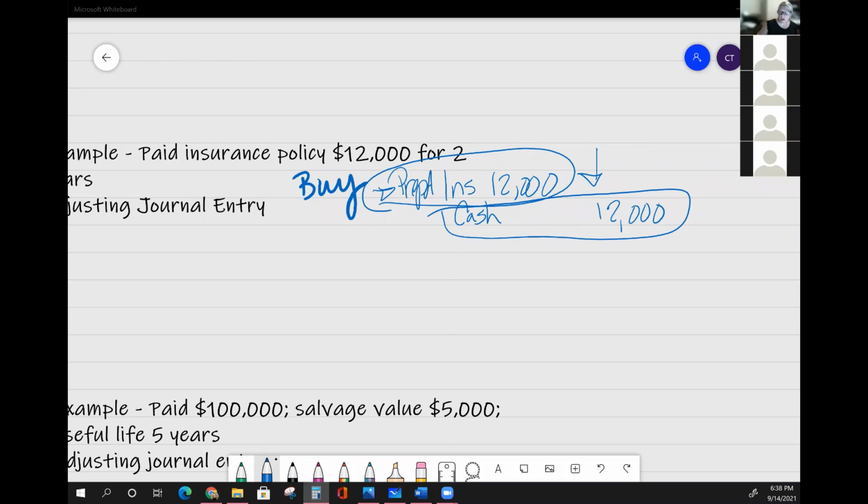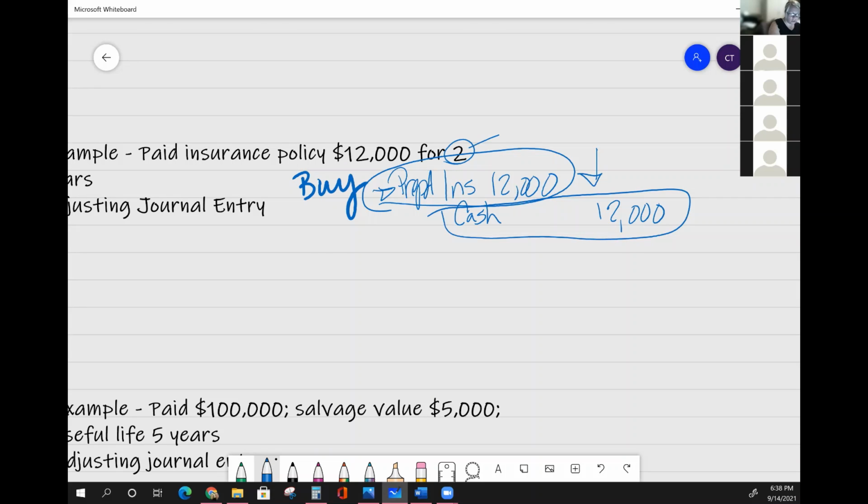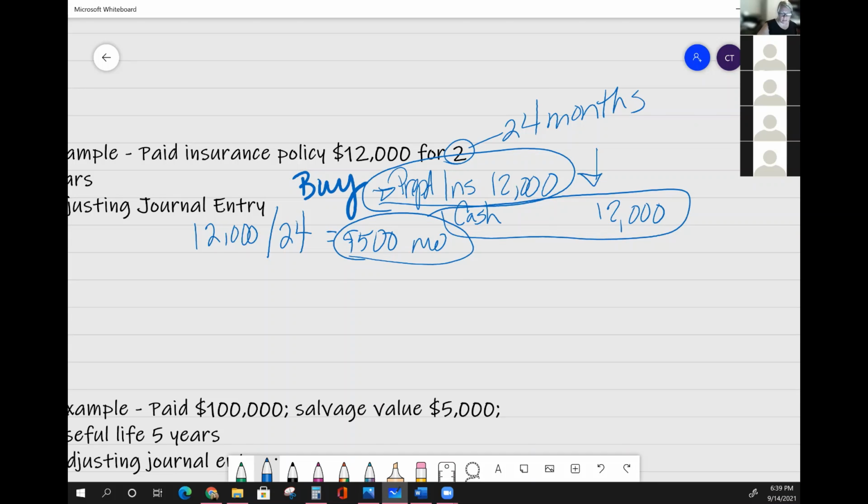So we have this policy that we paid $12,000 for, and let's say we want to do an entry for the month. So we need to figure out how much I expense each month. If I'm saying 2 years, 2 years is 24 months. All I want to do is take the 12,000 and divide it by the 24 months to come up with $500. So each month, this is what I need to recognize as an expense.